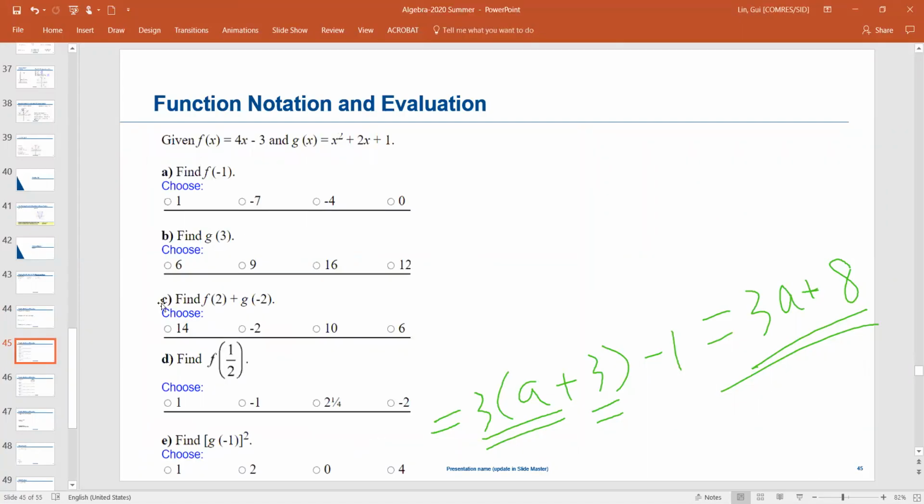Okay, let's go to the next one. This one will be easier. We just need more practice with this part.